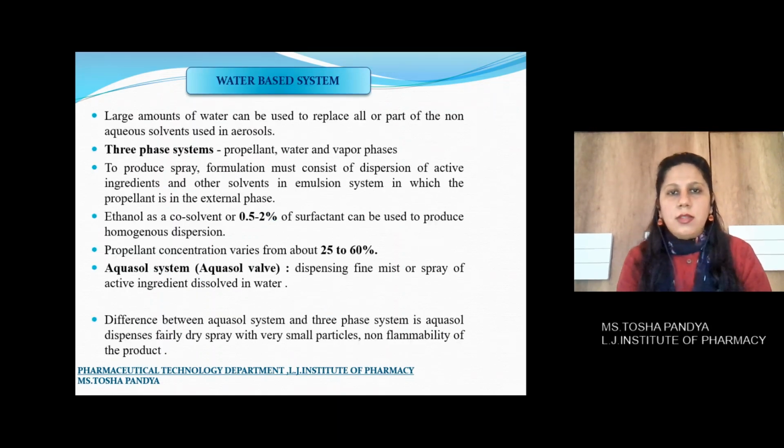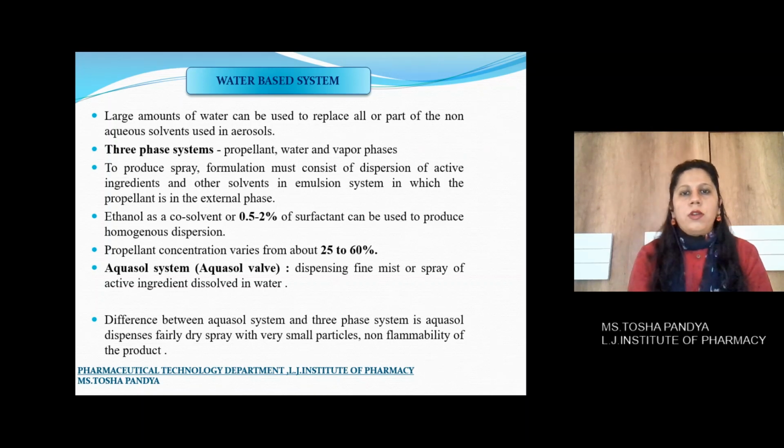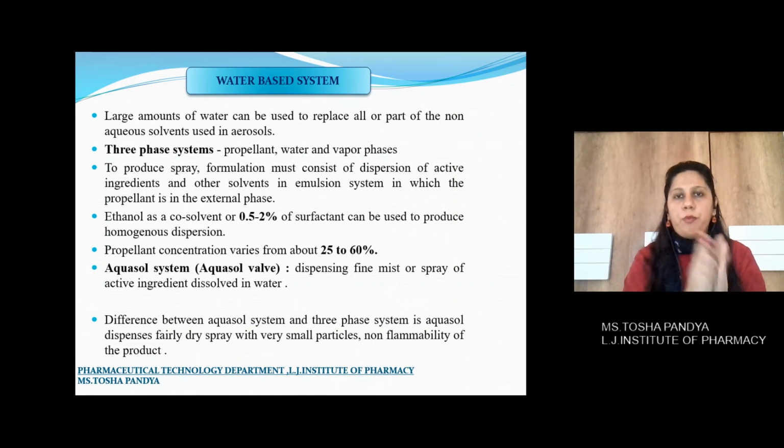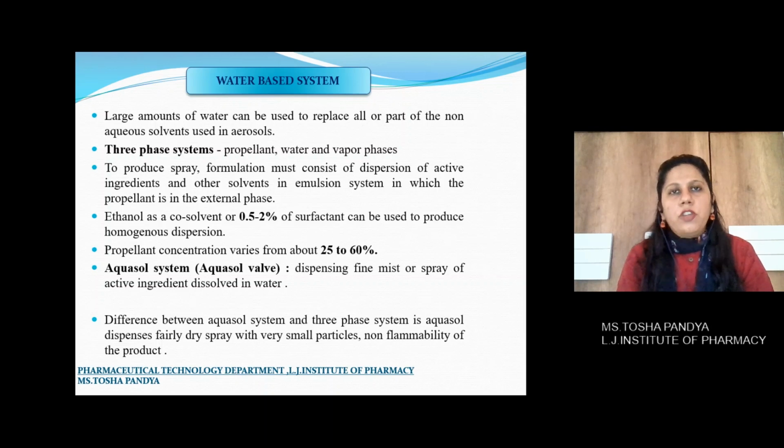The water-based system: here a large amount of water is replacing all or part of the other solvents of the aerosol system. These are mainly three-phase systems, which are composed of propellant, water and the vapor phase. To produce the spray, the formulation must consist of a dispersion of API and other solvents in an emulsion system in which the propellant is in the external phase. Ethanol is used as co-solvent, or 0.5 to 2% of surfactant can also be used to produce a homogeneous dispersion here. The propellant concentration in this system varies from 25 to 60%.